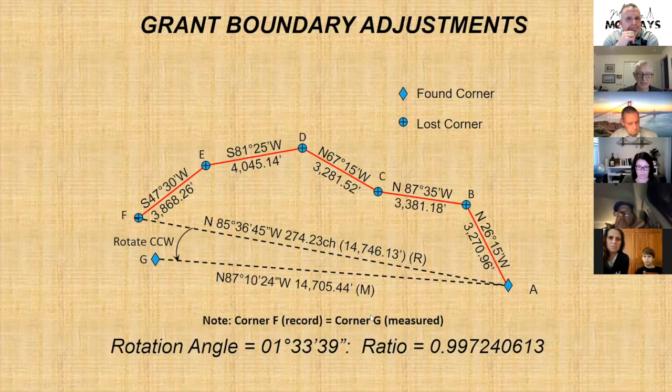Okay. Now, what we also did is we took the measured distance right here and we divided the record distance into the measured distance. You always want to divide the record into the measure. And that will give you a ratio. And we're going to apply this ratio to each one of the measurements that we have here. Okay, how are we doing?